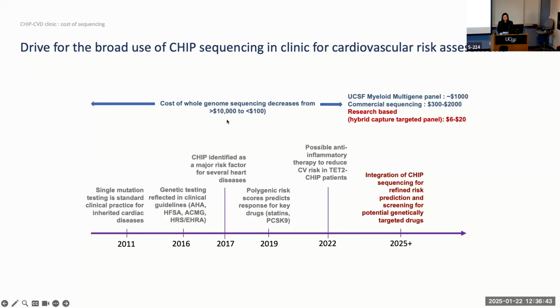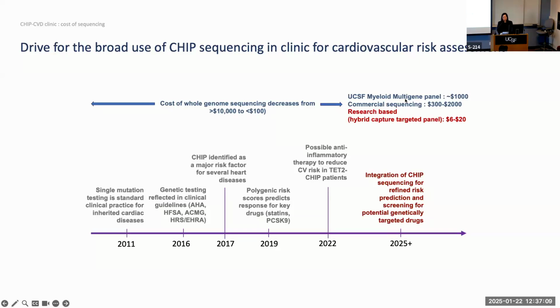Again, if we're looking at sequencing, if we look back in history, whole genome sequencing used to cost tens of thousands of dollars, and now we're down to about hundreds of dollars if we're looking at it from a research standpoint. If we're looking specifically at next generation sequencing, which is our modality of choice for CHIP sequencing, we see that there are a number of different currently available sequencing choices.